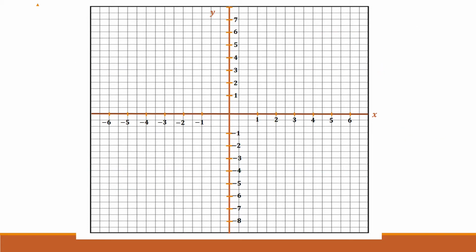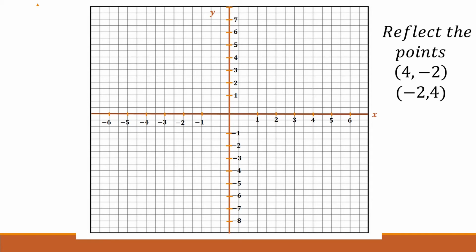Now let's solve a simple example under reflection in the line y equals k. This time we have to reflect the points 4, negative 2, and also negative 2, 4. And remember, we are reflecting in the line y equals 2. So the constant over here is a positive 2. Quickly, we just identify the mirror line. Since we are dealing with reflection in the line y equals 2, we are going to draw this mirror line through the point 2 on the y-axis.